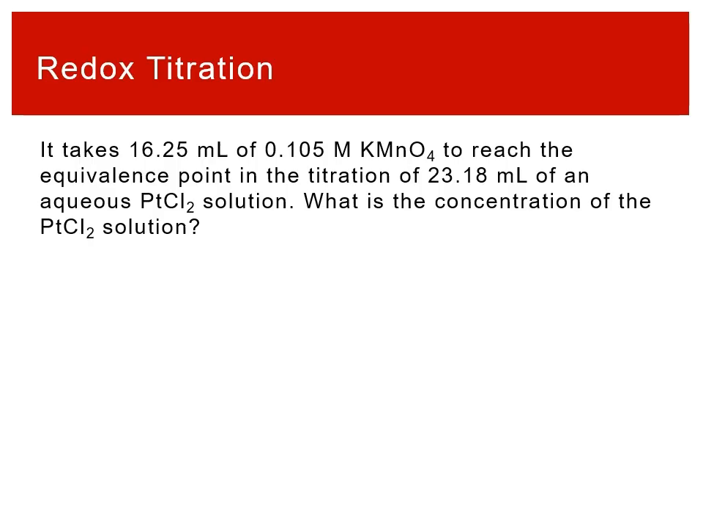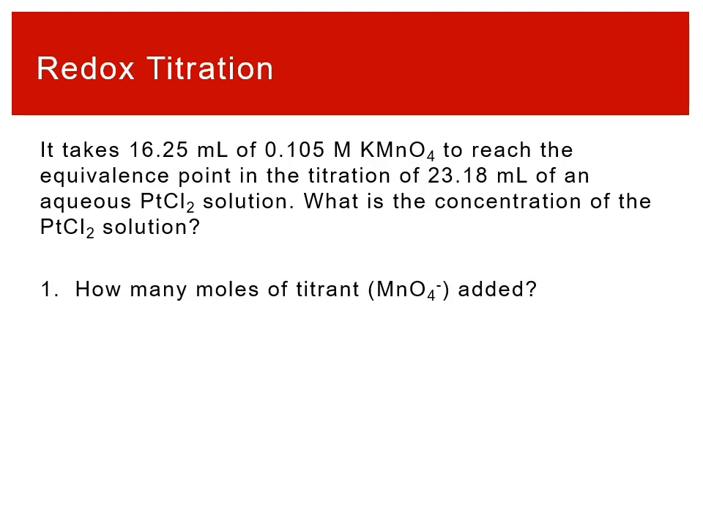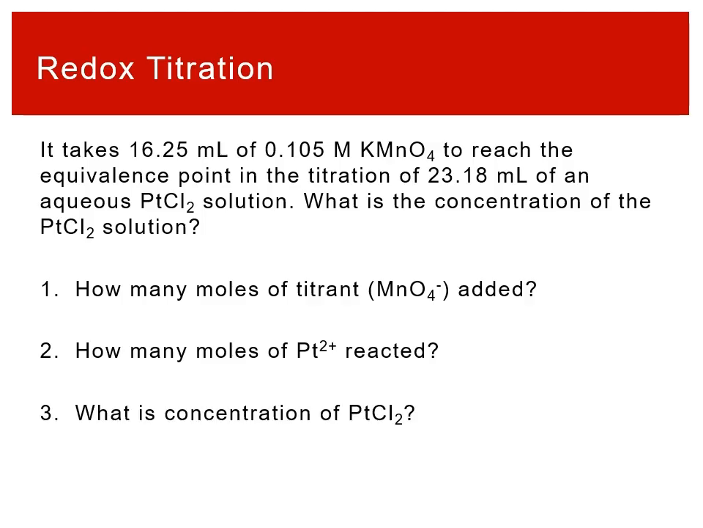So this is a titration, and so we're still going to use the same process that we used when we did acid-base titrations. How many moles of titrant did you add? That's the MnO4 minus, the permanganate ion. How many moles of platinum(II) reacted, basically in your initial solution that you were analyzing? How many moles were in there that reacted with what you added? And then therefore, based on that number of moles, what's the concentration of your solution of interest?